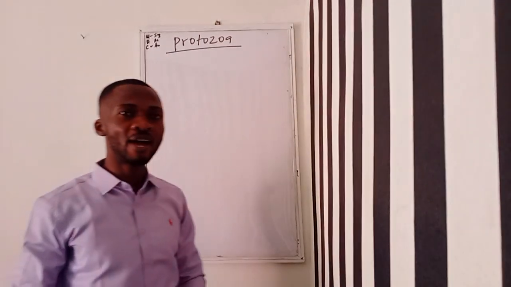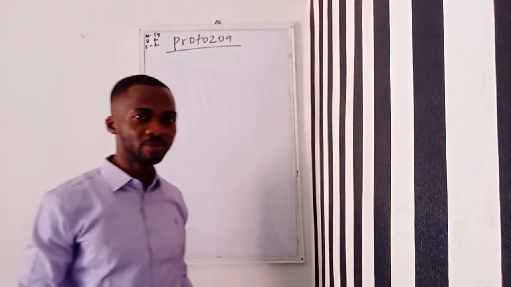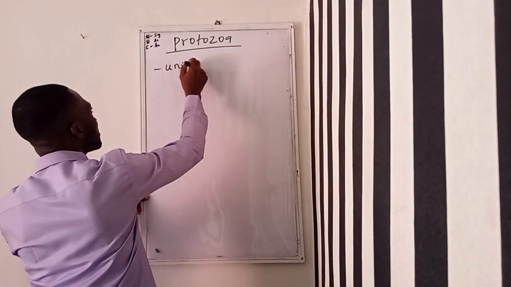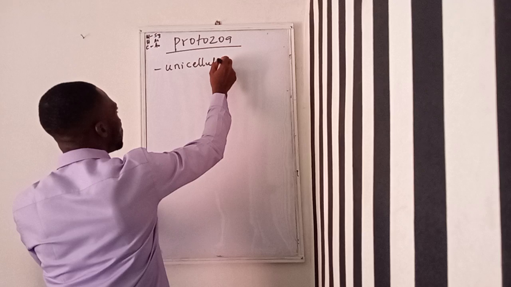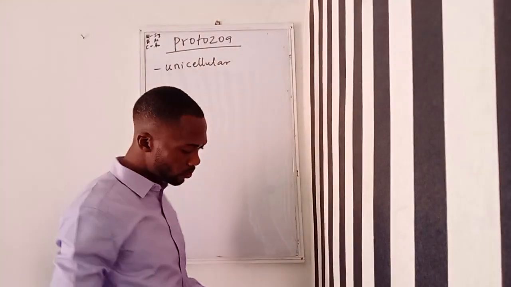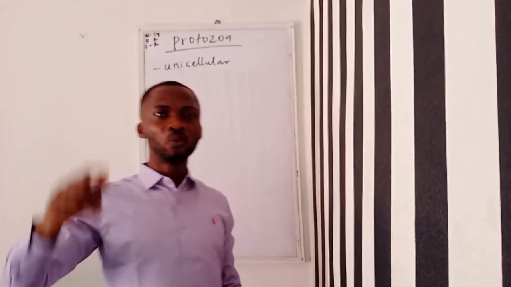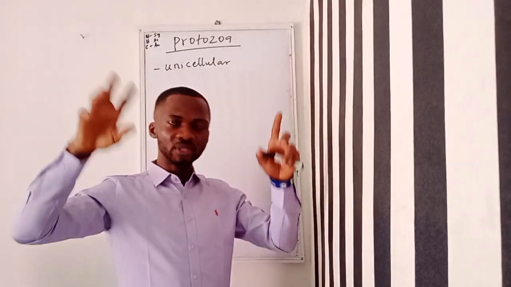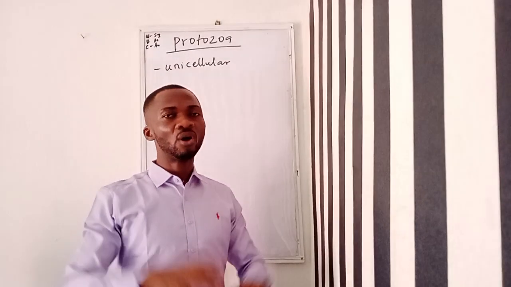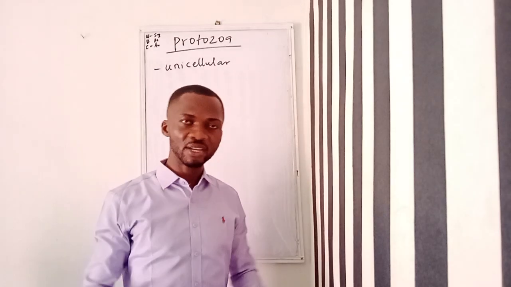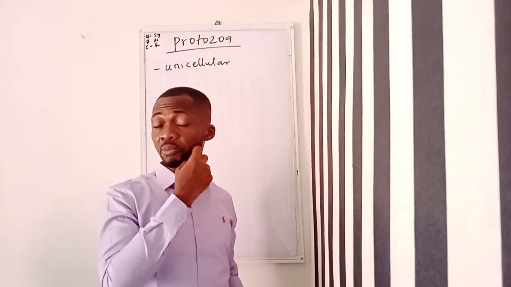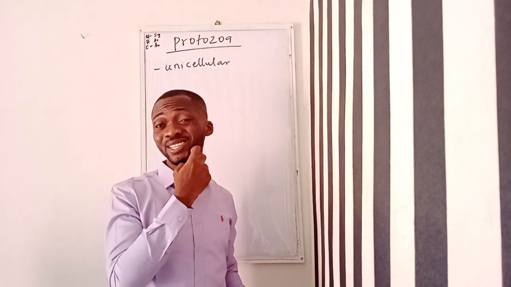Number one is that they are unicellular organisms. What do we mean by unicellular? When you say that an organism is unicellular, that means that it contains a single cell. All the organelles are contained within a single cell. So that is what we mean by the word unicellular.